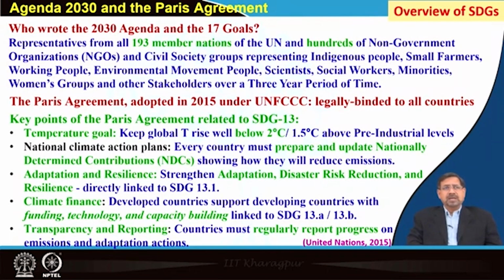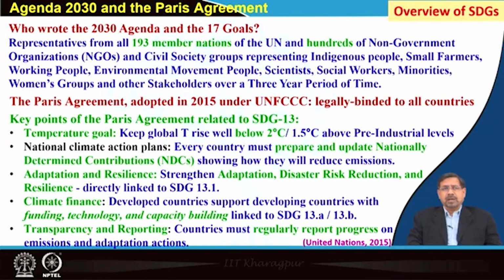In terms of Agenda 2030 and the Paris Agreement, these are all very important points we are discussing as far as the Sustainable Development Goals, safeguarding or achievements. So, who wrote the 2030 Agenda and the 17 goals? As we discussed, these were written by representatives from all 193 member nations of the United Nations.